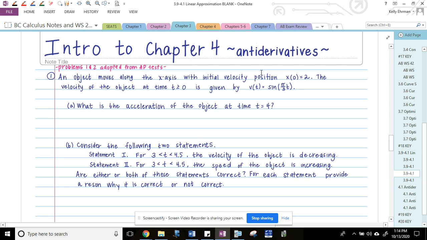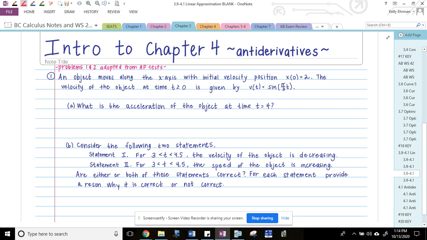We are going to start talking about antiderivatives a little bit. No major integration going on our chapter 3 test, but this content is on our chapter 3 test because it relates to what we've been doing. All right, so these two problems are similar to old AP questions, not exactly the same.